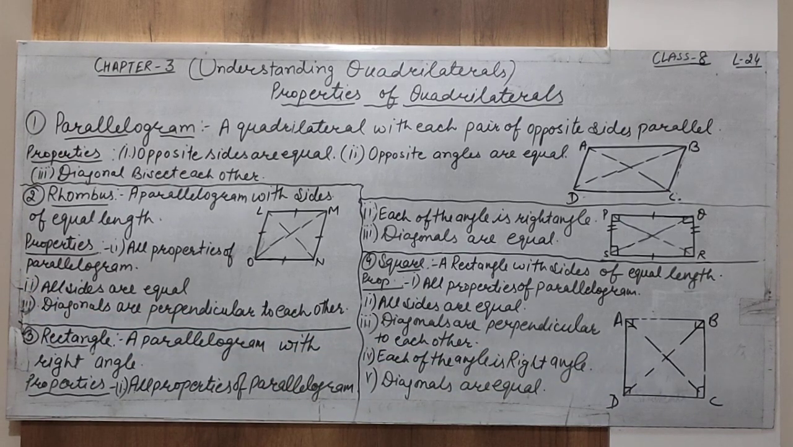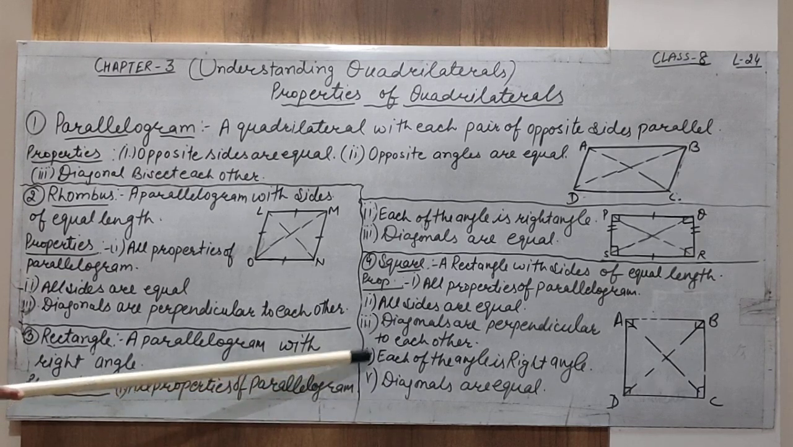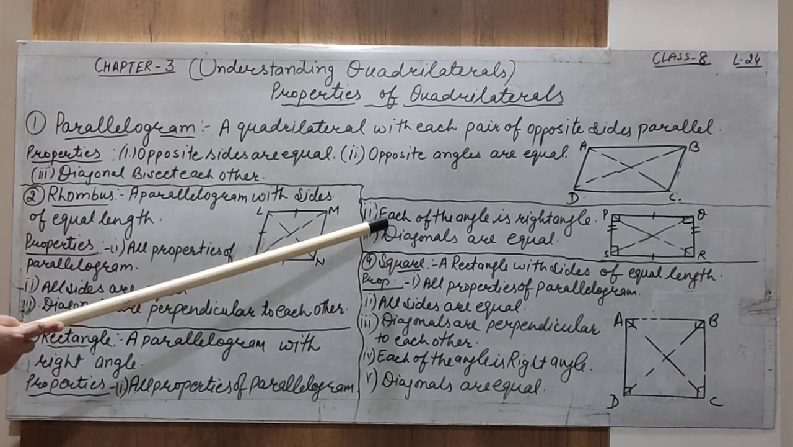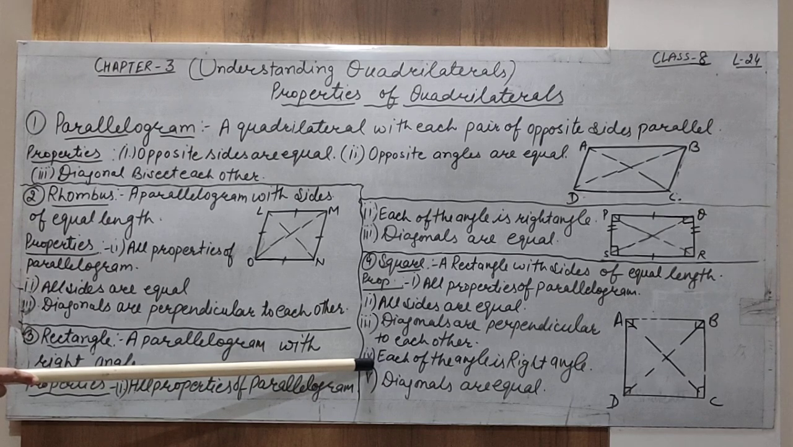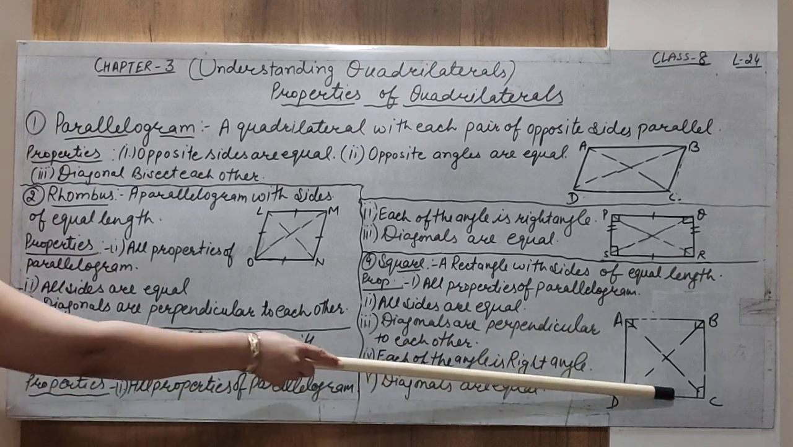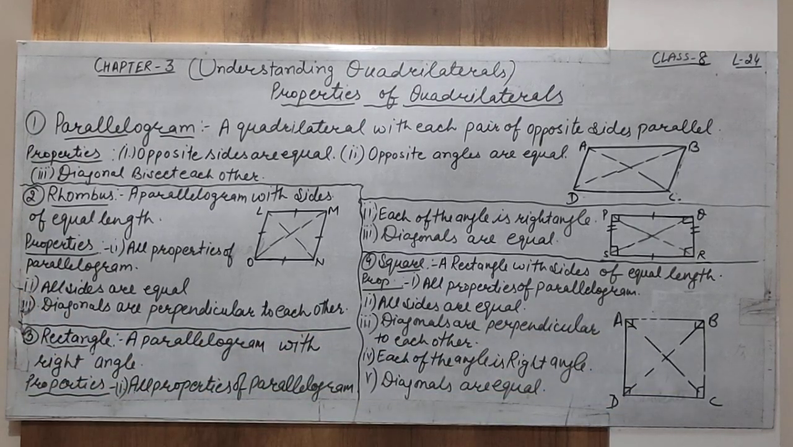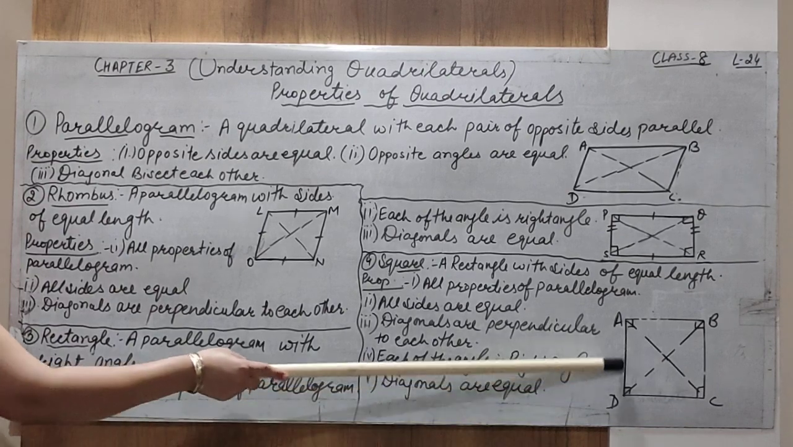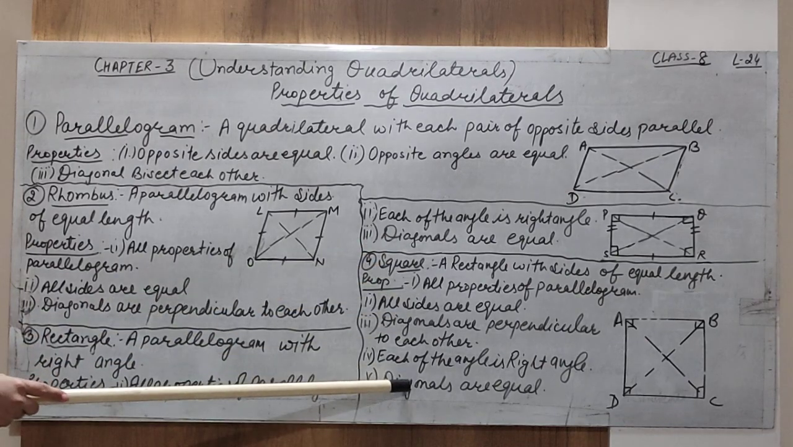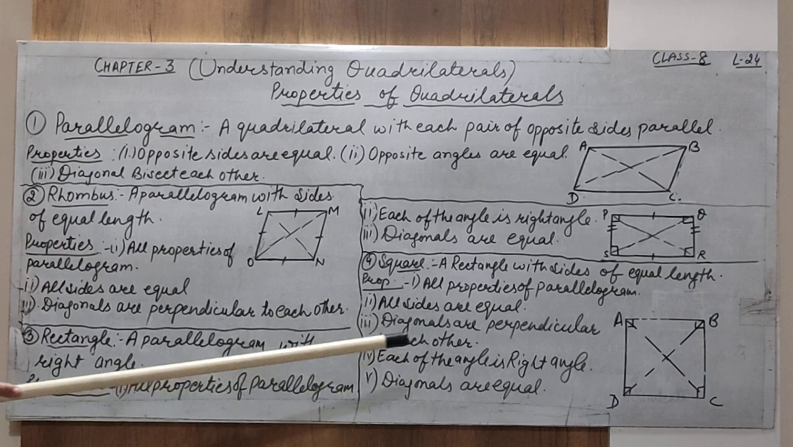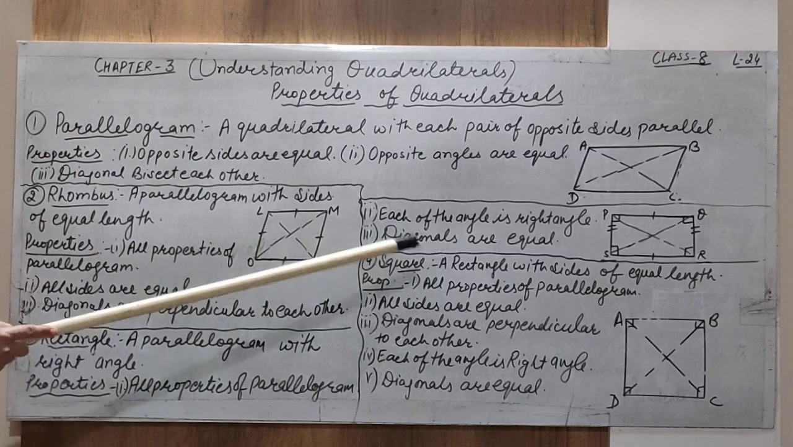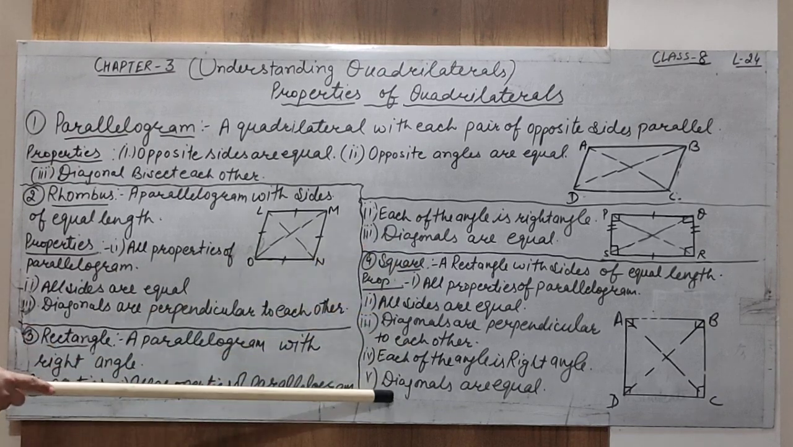The next property is that each angle is a right angle. As I told you, a square is a rectangle, and in a square all the angles are of 90 degrees. So the same property in the square, that is, all the angles are of 90 degrees, and these are the symbols for the 90 degree angle. So using the property of the rectangle, all the angles are of 90 degrees. Next, diagonals are equal. Now this is the property of a rectangle. So all the properties related to the rectangle are in the square.